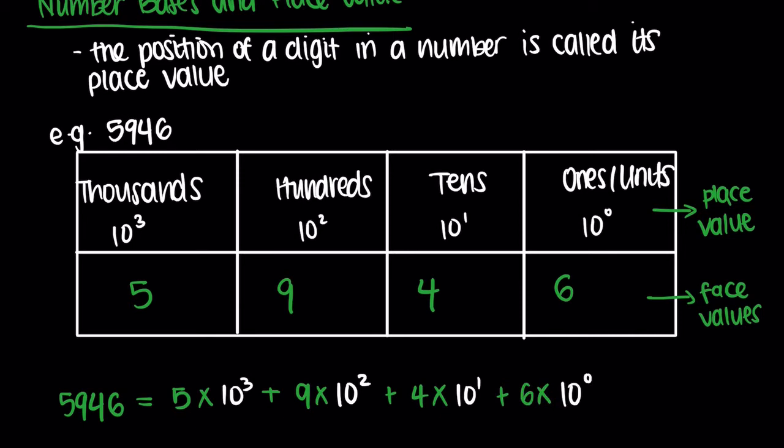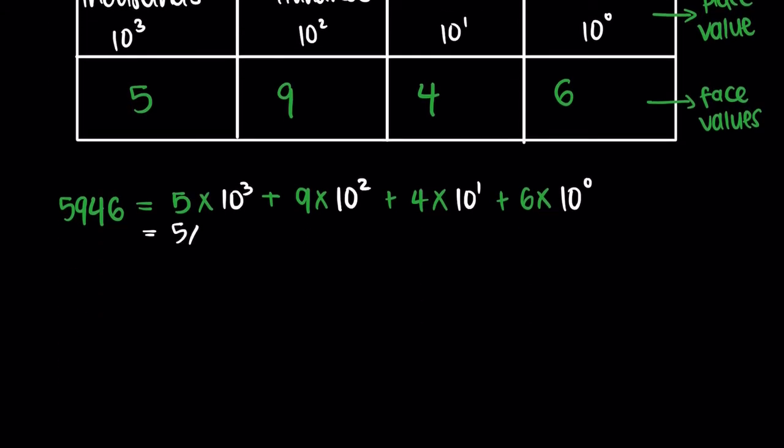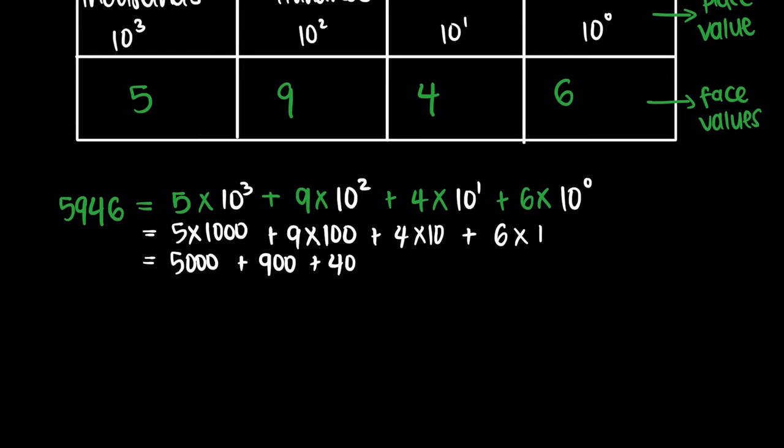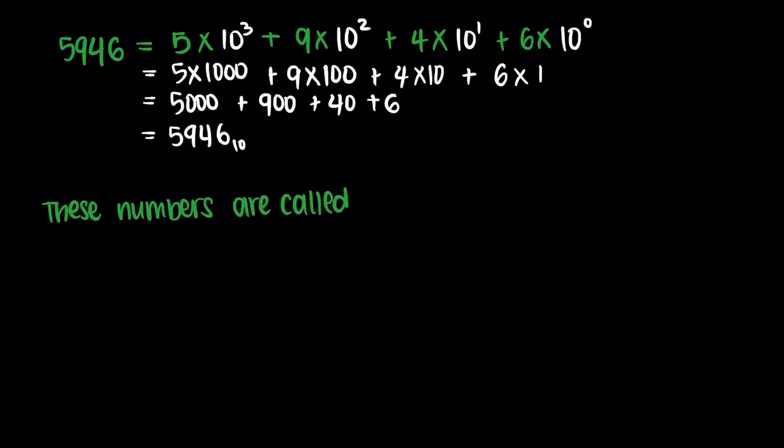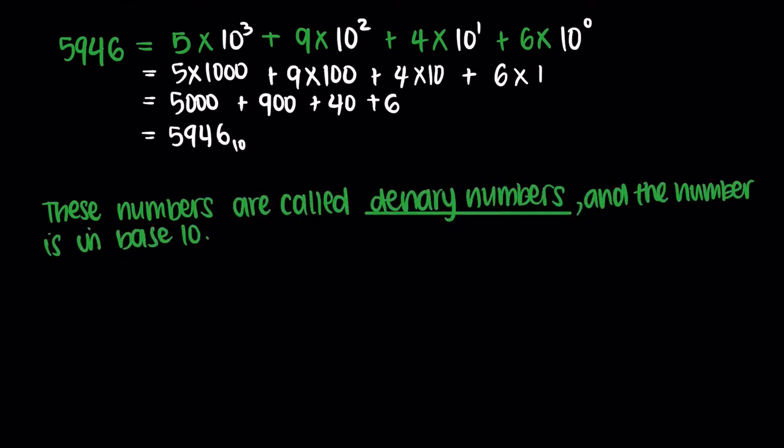We can also expand this to get, or simplify this to get 5 times 1,000 plus 9 times 100 plus 4 times 10 plus 6 times 1, which is 5,000 plus 900 plus 40 plus 6, which is equal to 5,946, the exact number. And just to reiterate, these numbers are in base 10, and there's a special name for numbers in base 10. They're called denary numbers.